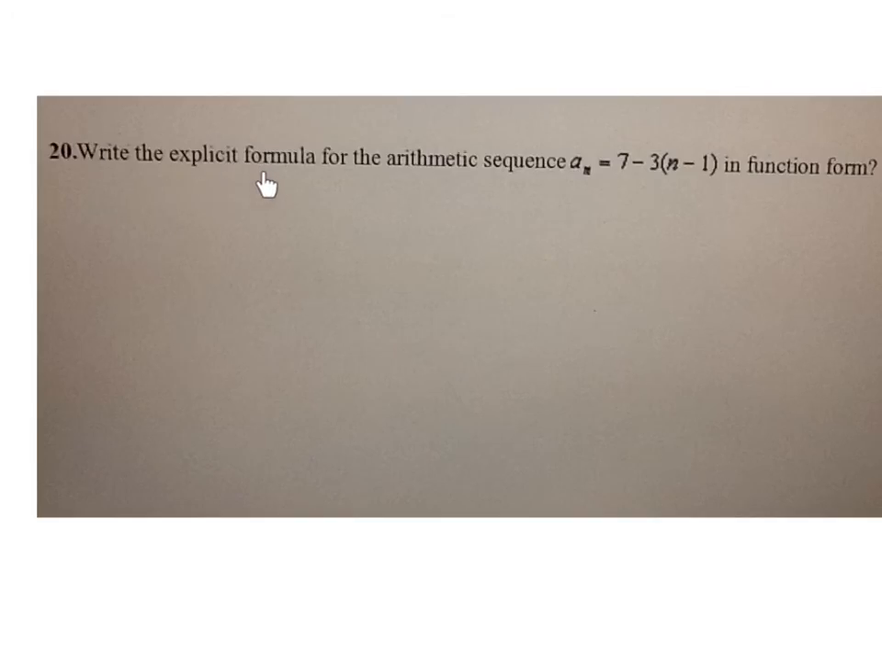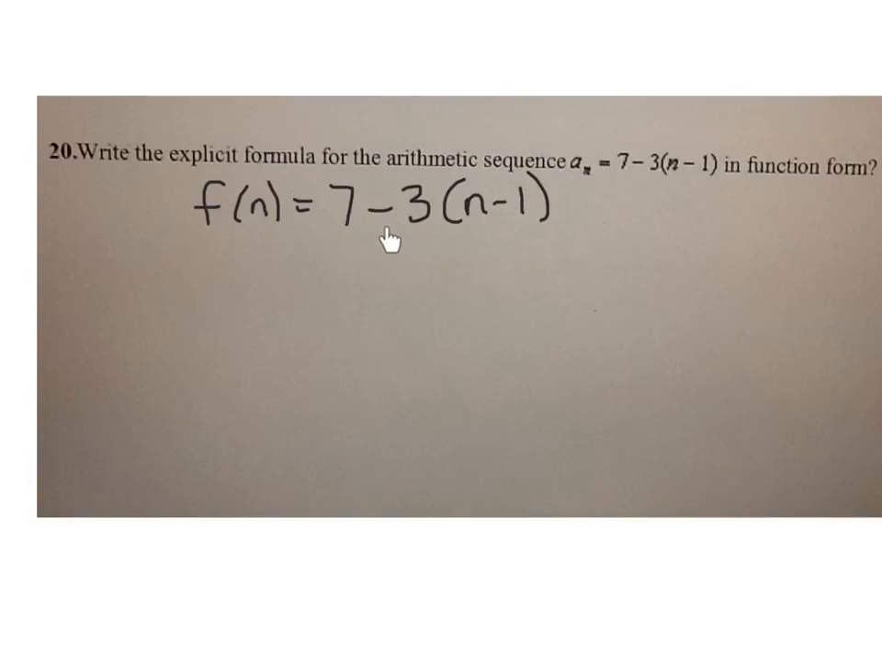Write the explicit formula for the arithmetic sequence a sub n equals 7 minus 3 times n minus 1. We're going to write that in function form. Okay, so our very first step is going to be to replace this a sub n with function notation. So let's go ahead and write f of n equals 7 minus 3 times n minus 1. That's our very first step.